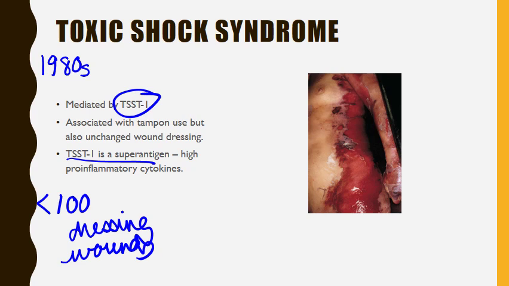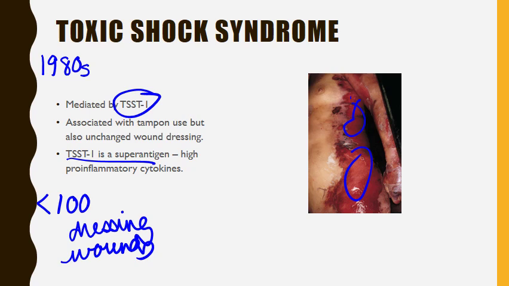The clinical manifestations start pretty abruptly. You get fever, hypotension, and then you can get this diffuse macular rash. It's erythematous. It's red, very dark. You can see it on this patient here.